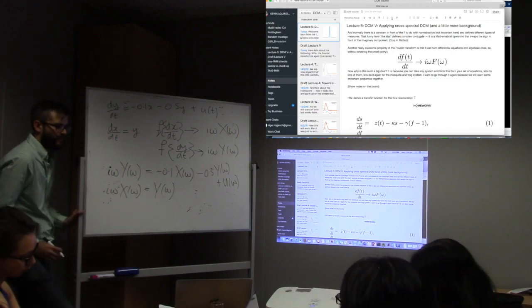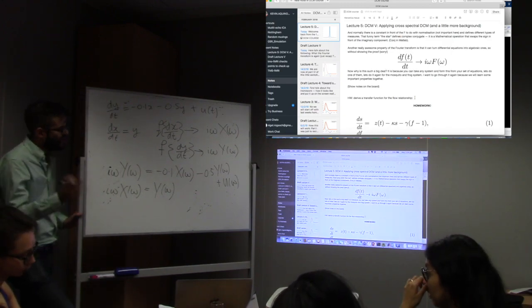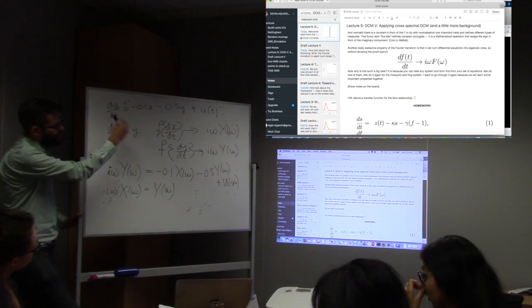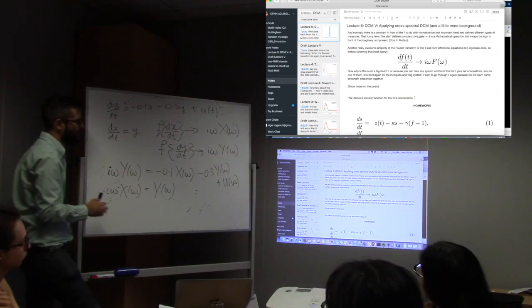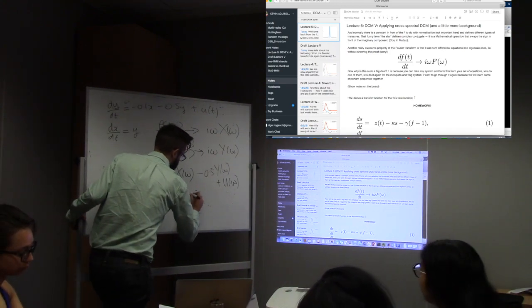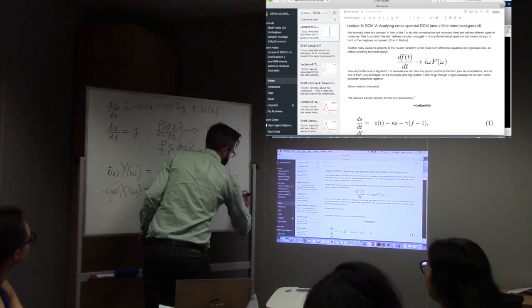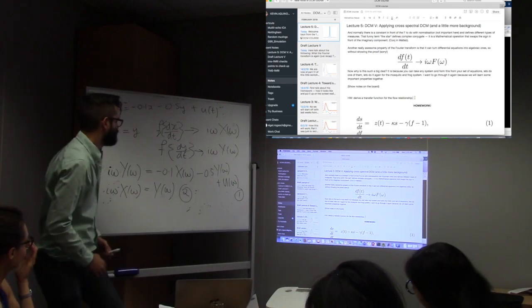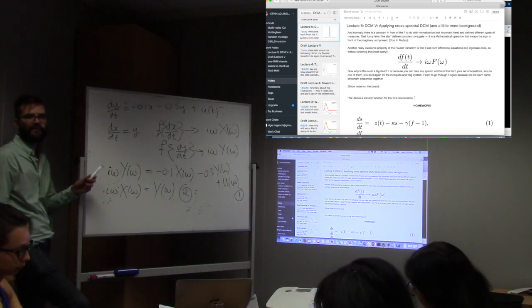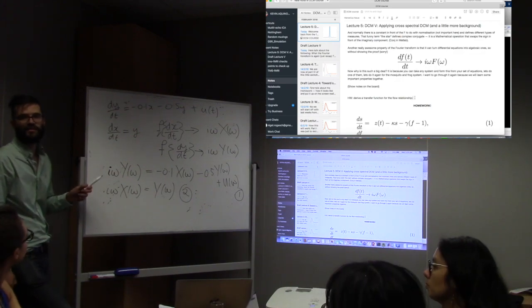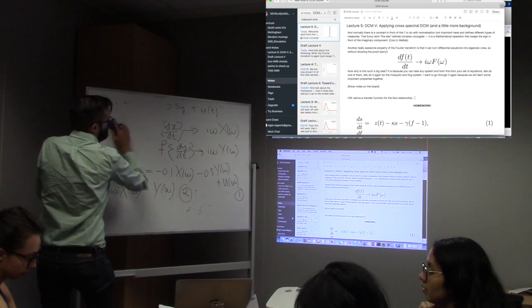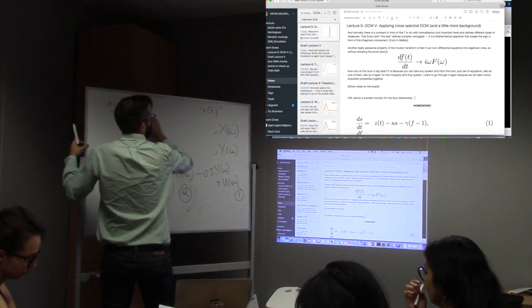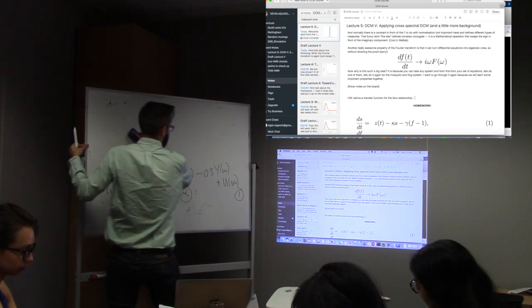As I said before, all we've done is put these rules in and put this together. This equation here is equation two. This is equation one. So that's the Fourier transform of both equations. Is this fine? It's okay? Cool. All right, let's go on to the next step.